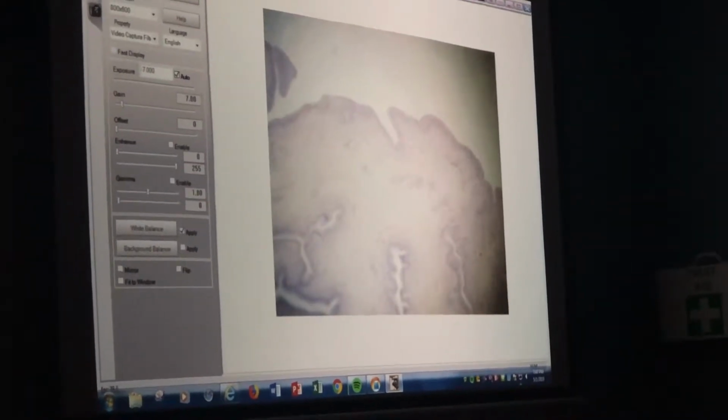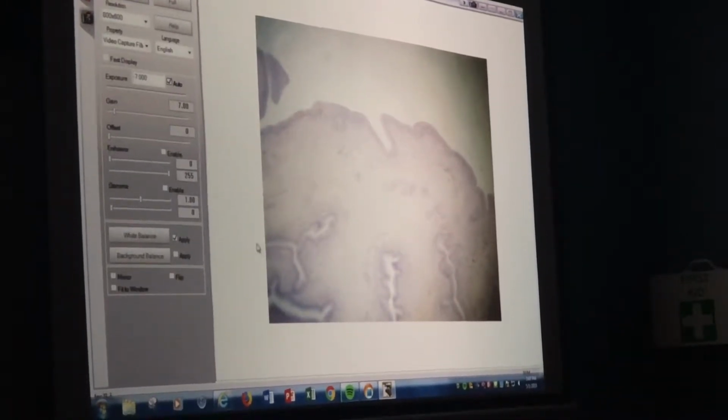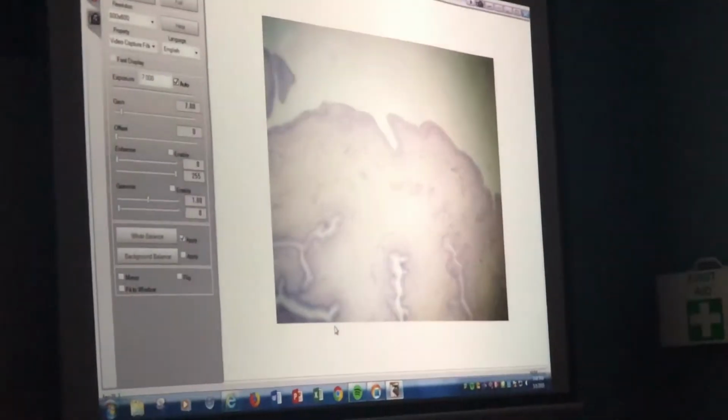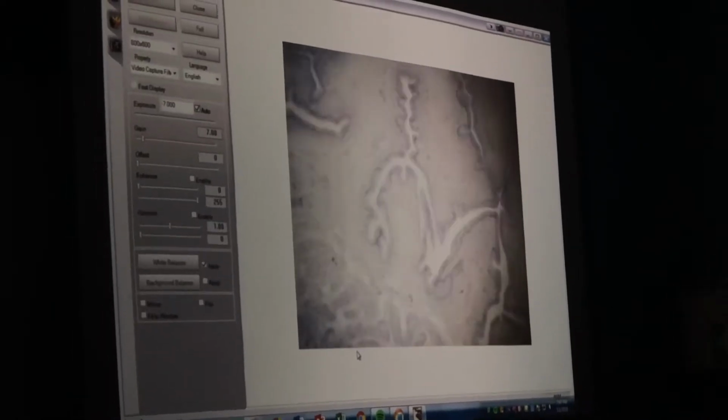Why, if this is my transitional epithelium, and it is, how come I have more transitional epithelium down here? Why does that look so weird? Why do I have all that transitional epithelium?